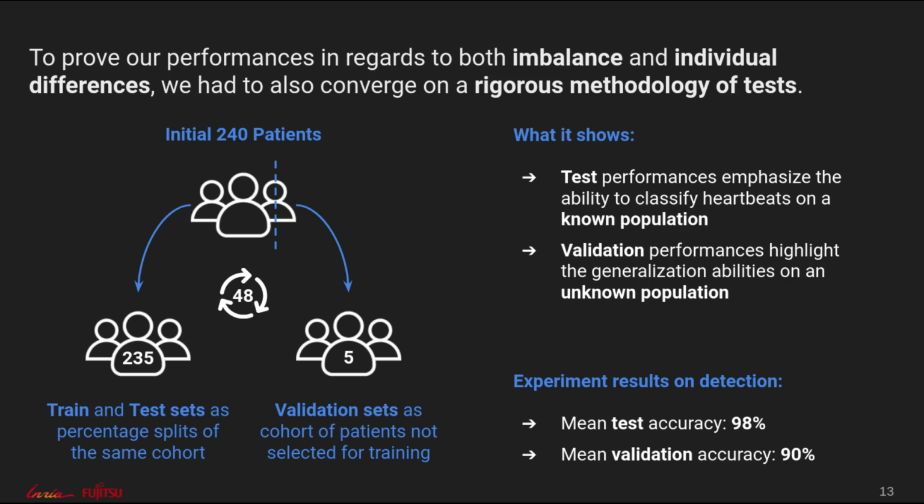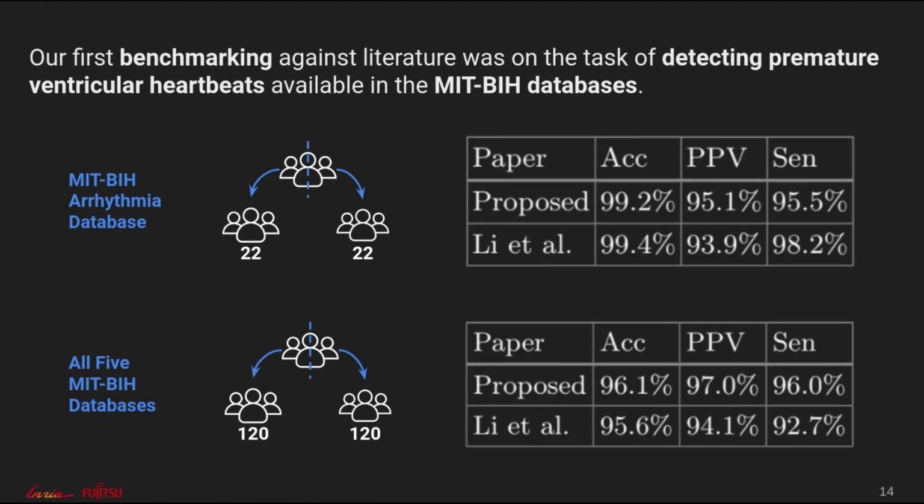The first experiment with that configuration evaluated our ability to detect abnormal heartbeats. We obtained a 98% mean validation accuracy and a 98% mean test accuracy. Unfortunately, the literature does not provide benchmarks to confront these results with, so we had to find elements to benchmark with.